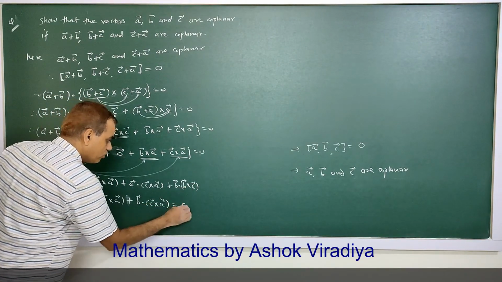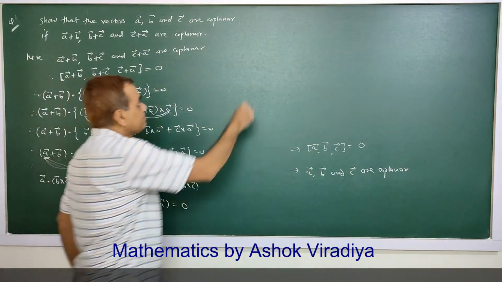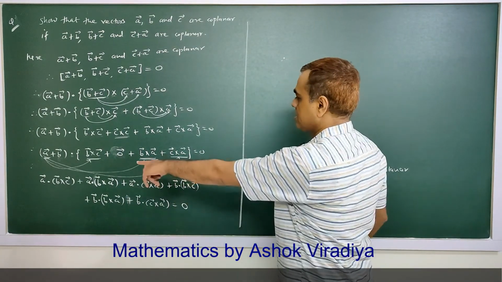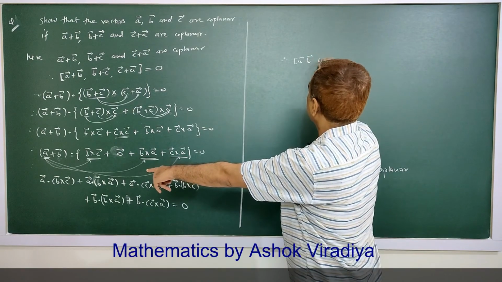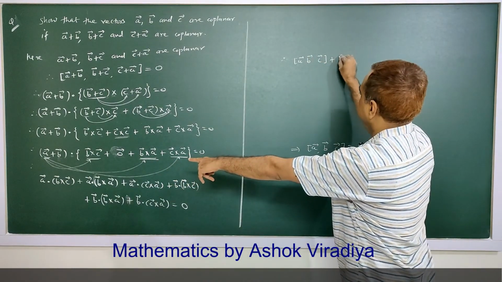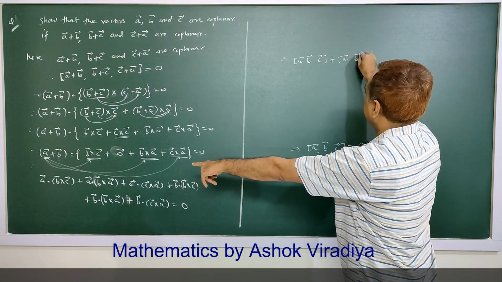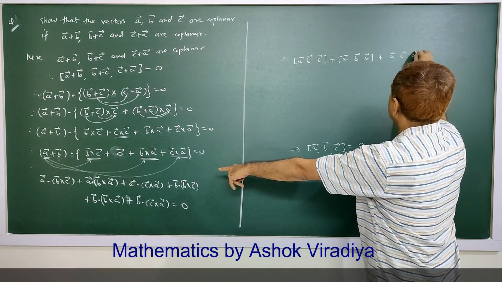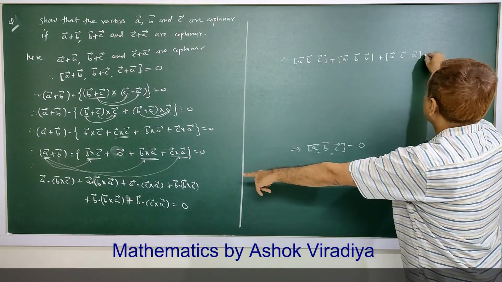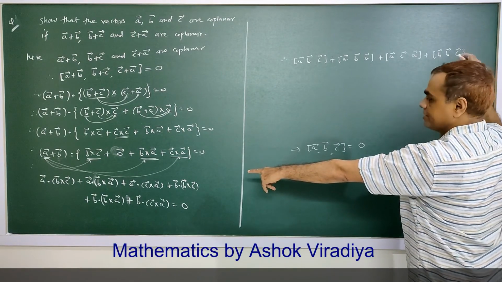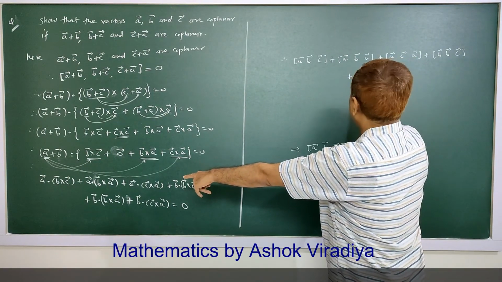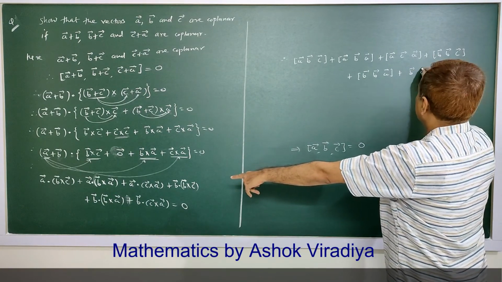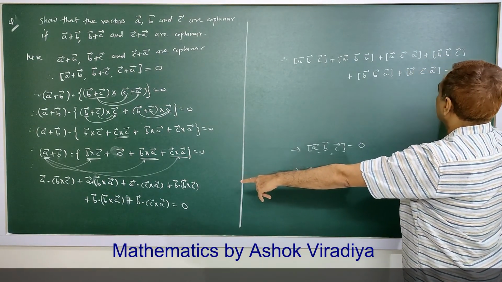This is equal to 0. Now say A dot B cross C, it is the box product of A, B, C. Second term plus box product of vector A, vector B, vector A. Third term box product of vector A, vector C, vector A. Fourth term box product of vector B, vector B, vector C. Fifth term box product of vector B, vector B, vector A. And last step box product of vector B, vector C, vector A. This is equal to 0.